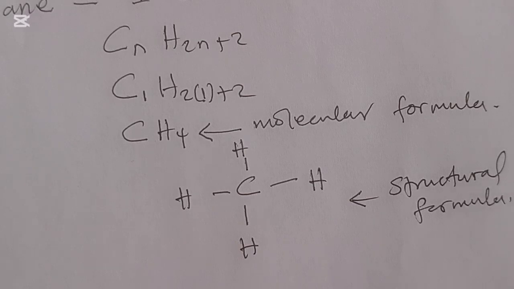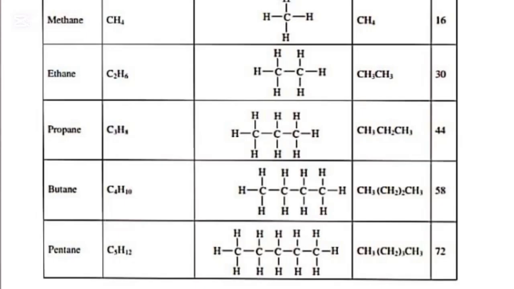So the second compound, it is ethane. Then we have propane, butane, pentane, hexane, heptane, octane, nonane, decane. So that is what we have.